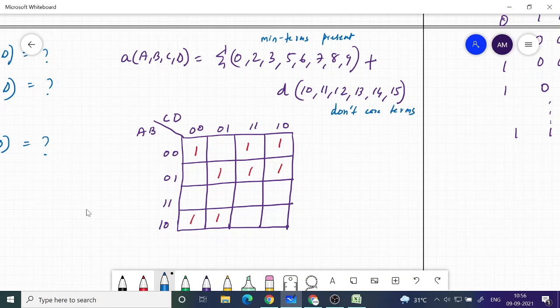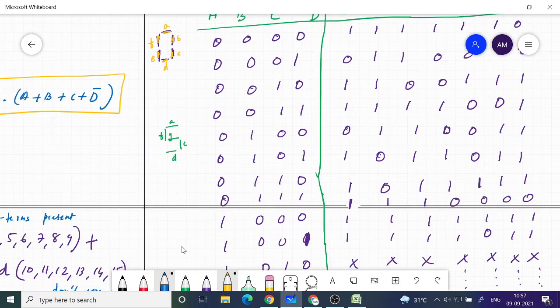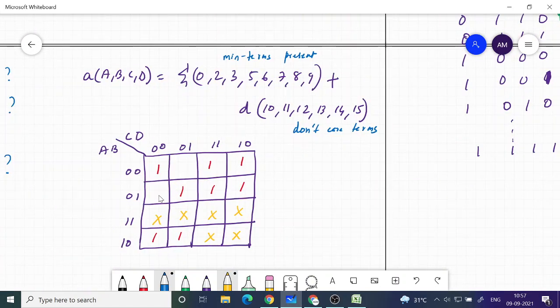How do you enter don't care terms? We put X. Which are the don't care? 10, 11, 12, 13, 14, 15. These are the don't care. And the remaining empty ones are zeros. There are 2 zeros. Okay, so if you go back again, look at this. There are 2 zeros. They correspond to 1 and, sorry, 1 and 4. So this is 1 and this is 4.